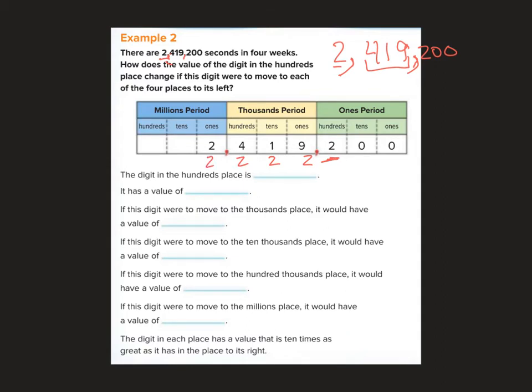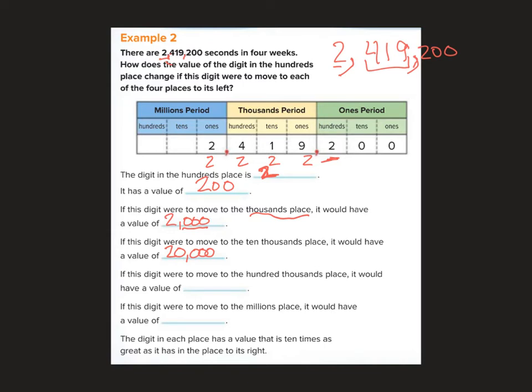So the digit in the hundreds place is 2, right? That's the number. Remember I said just our counting numbers are digits. It has a value of 200. If this digit were to move to the thousands place, it would be 2,000, right? And if it were to move to the 10,000s place, it's going to have a value of 20,000. Do you notice how I'm adding a 0 each time and I'm making sure I have 3 zeros and then a comma, right, for the different periods?